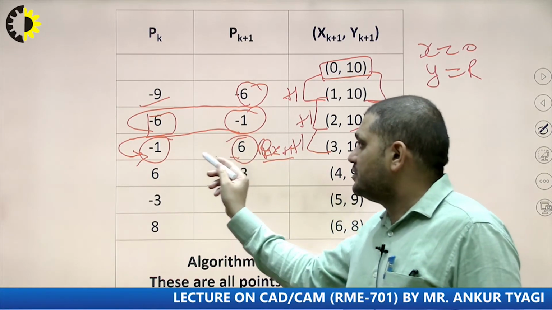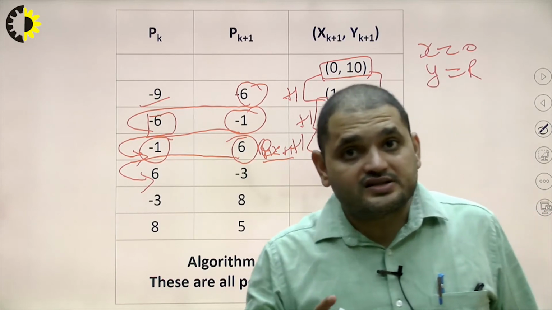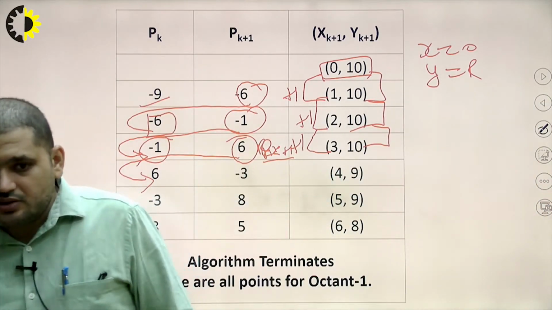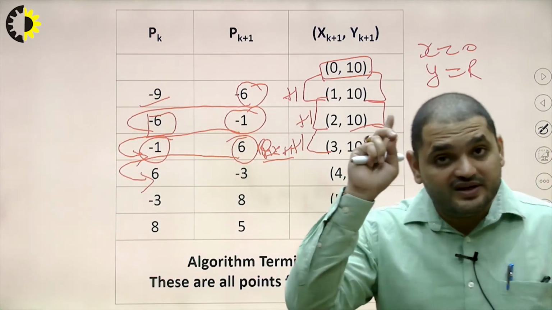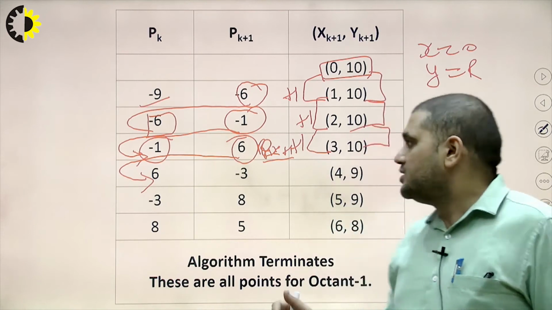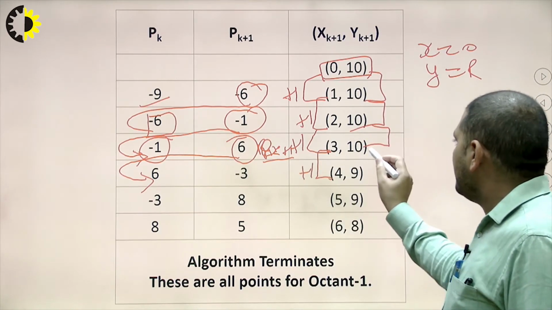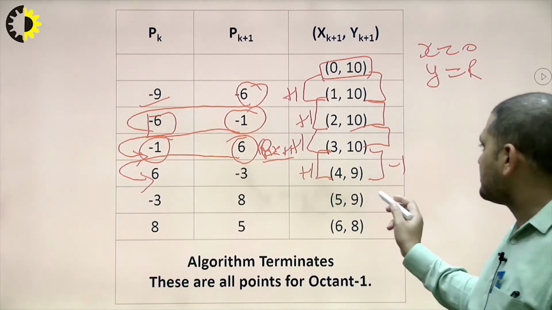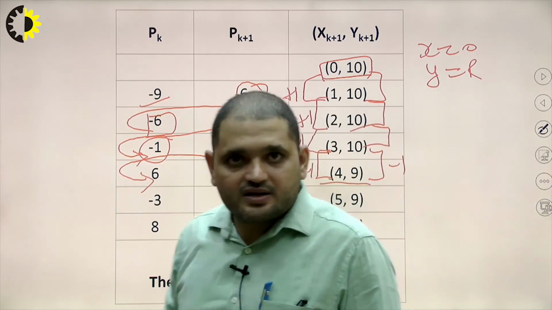Now this 6 will be the initial decision parameter for the next iteration, and pk is greater than 0 in this step. When pk is greater than 0, x will be incremented by 1 and y will be decremented by 1. So x is incremented by 1 and y is decremented by 1, which comes out to be 4, 9. Now again we will find the value of the decision parameter.